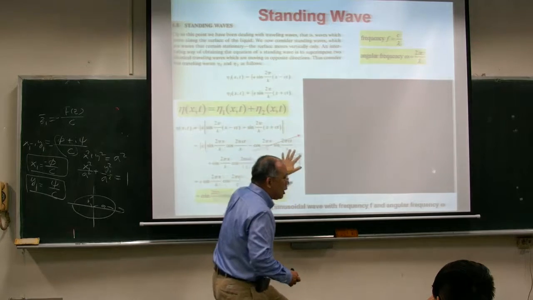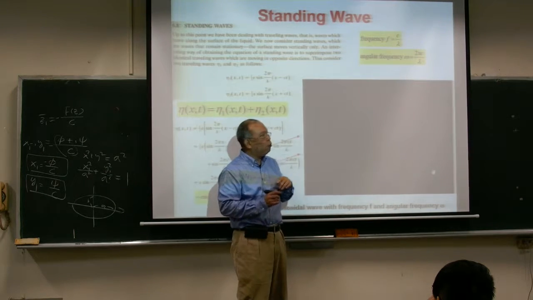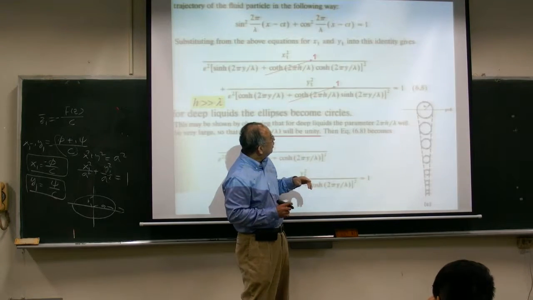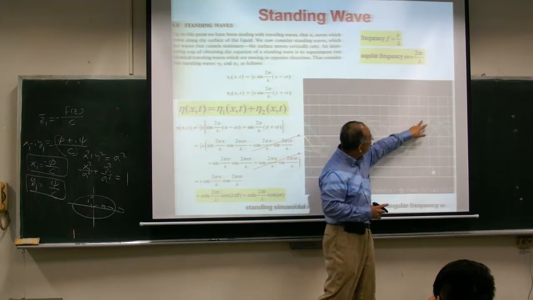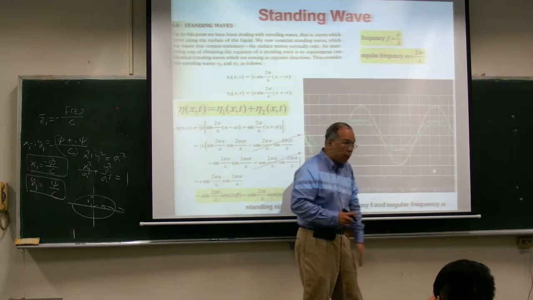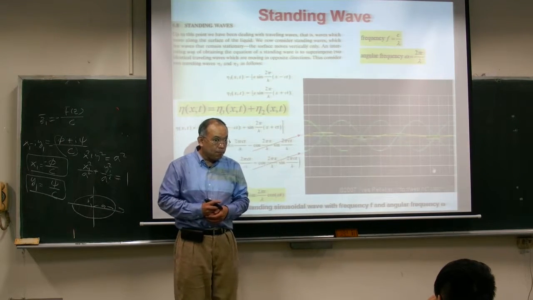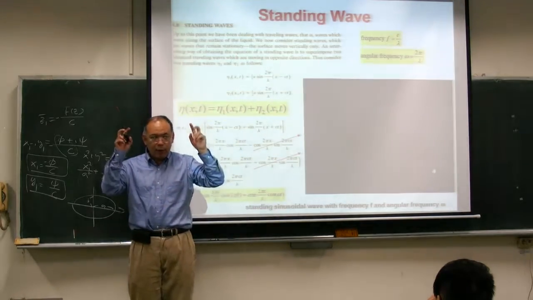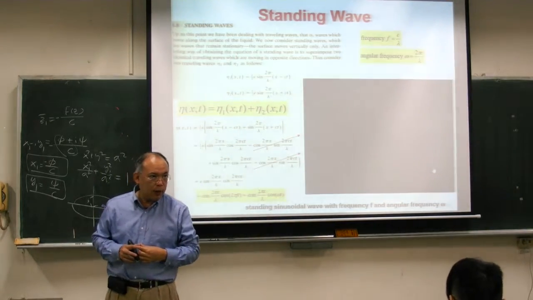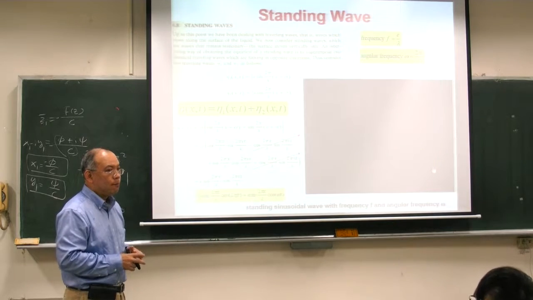So before this section, we only considered one traveling wave. When we have one traveling wave like this, traveling along the surface, what does the flow field look like? That was the analysis. And here we try to understand when we have a standing wave. What does the standing wave mean?